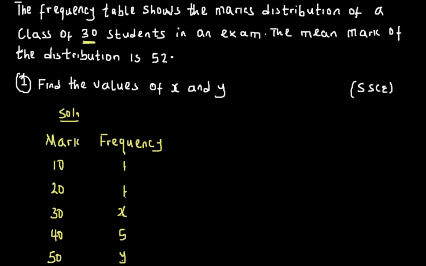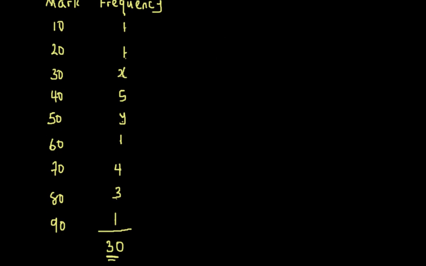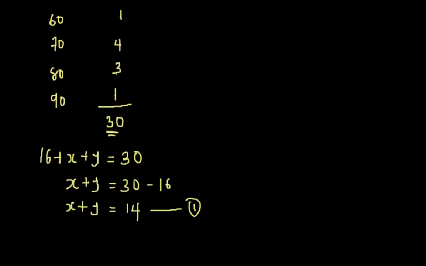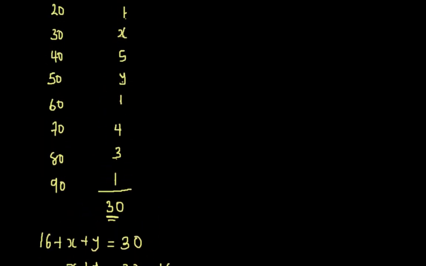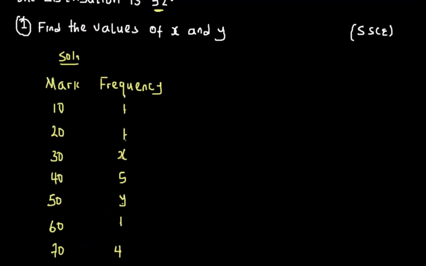Alright, so see the second key. We have the mean mark of the distribution is 52. So it means that the mean here is 52. Now, what's the formula for mean for grouped data? Can you still remember? So we have the formula for mean for grouped data. Mean equals summation fx all over summation f. I hope you understand. So how do we get fx? fx will be frequency times the mark. So mark is the same thing as x. Frequency is the same thing as f.